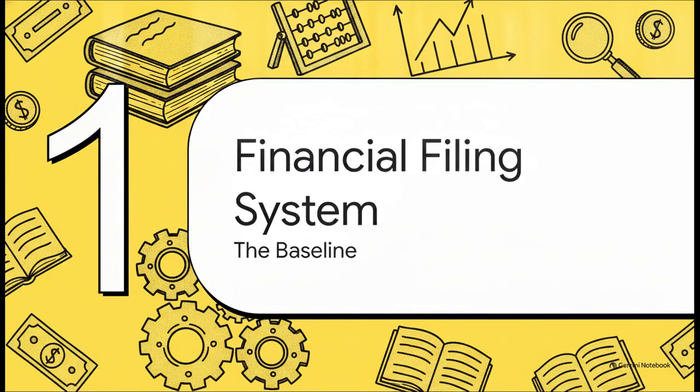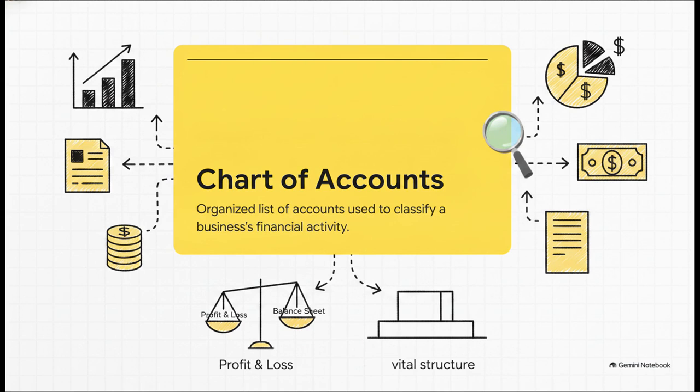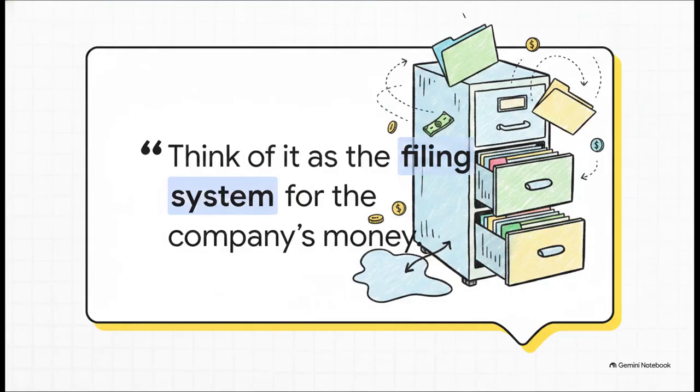All right, part 1, your financial filing system. So what exactly is a chart of accounts? It's really just the organized list of accounts that QuickBooks uses to classify your business's financial activity. That's it. Don't let the name intimidate you. It's not some complex calculus. It's simply the vital structure behind all your most important financial reports, like your profit and loss statement and your balance sheet.